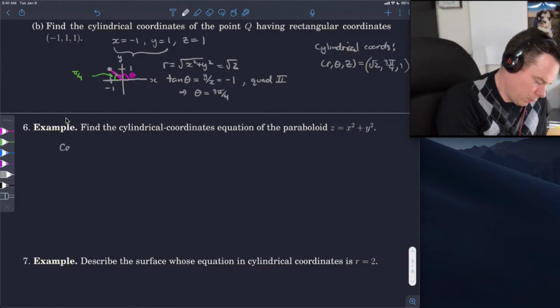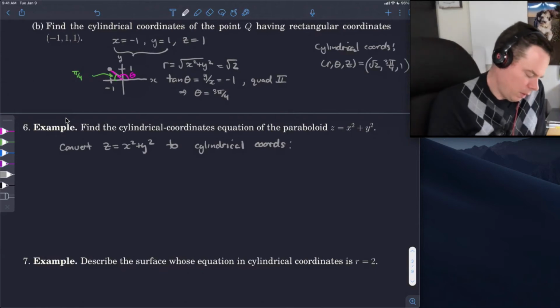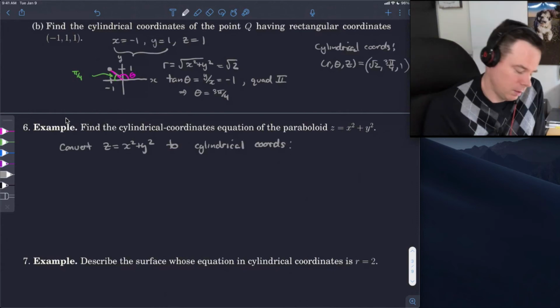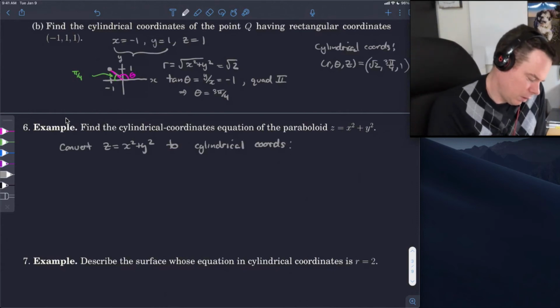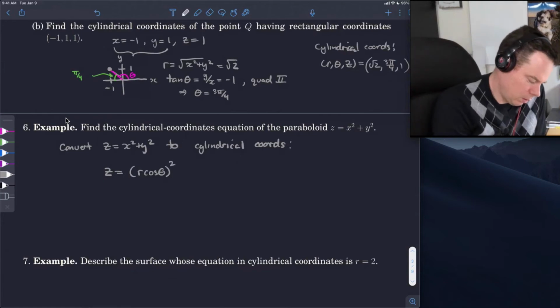So we want to convert z equals x squared plus y squared to cylindrical coordinates. And so how can we do that? Well, we want to get rid of all the x's and y's and replace those with r's and thetas. The first observation is, I've got an x squared and a y squared in my equation. So what I can do is replace x with what it is in terms of r and theta. So it's r cos theta. y, what is it in terms of r and theta?